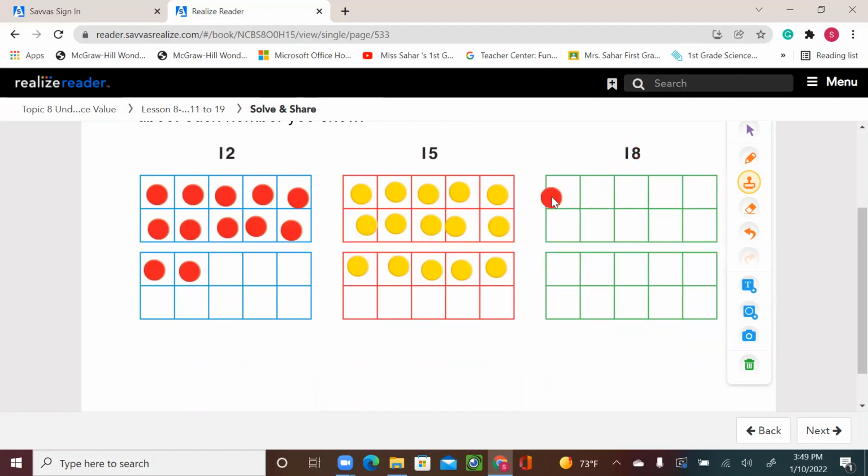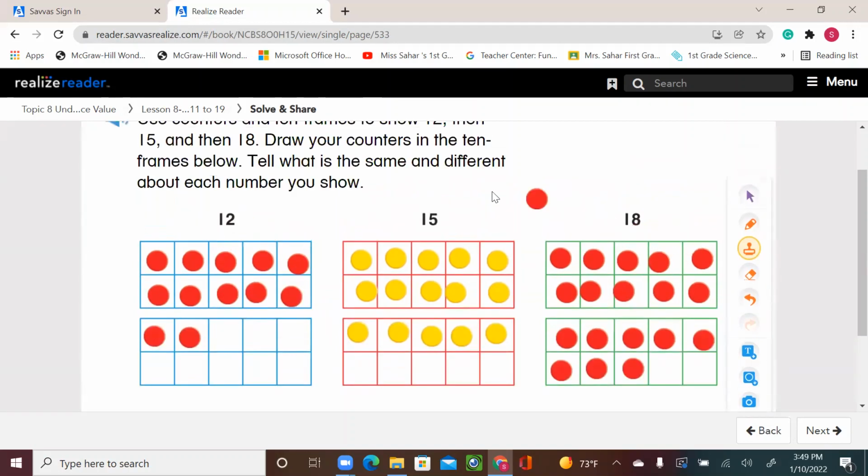Okay, let's use 18. Now I know the game. The first 10 frame, I'm gonna fill it with my 10 counters. That's one group of 10. And then I have the 8. I'm gonna use my second 10 frame. I know the first row means 5, then 6, 7, 8.